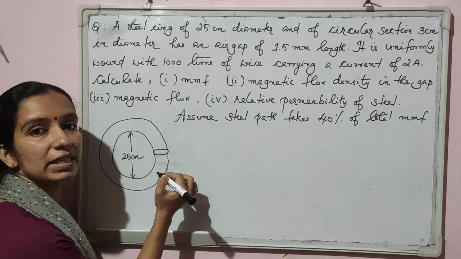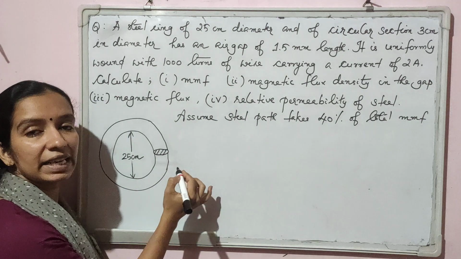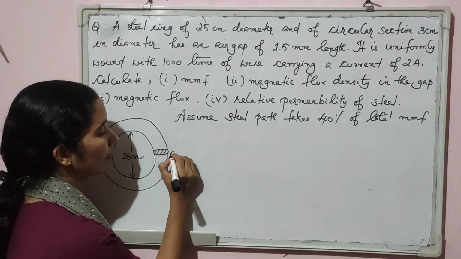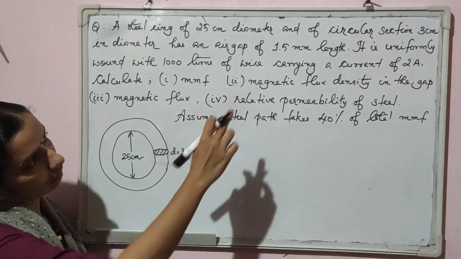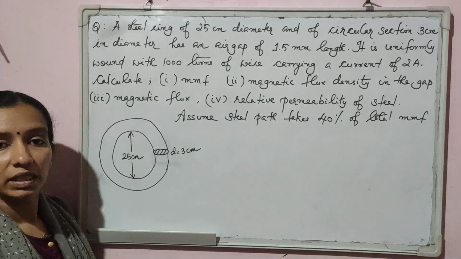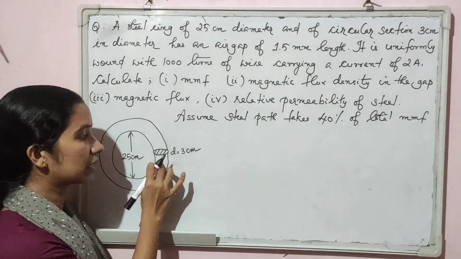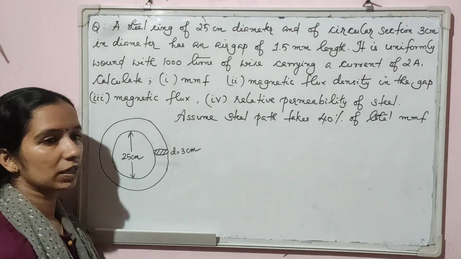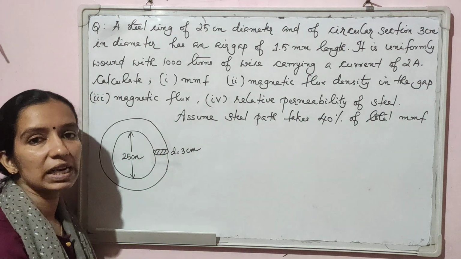If we take the circular cross sectional area, that area is having a diameter of 3 centimeter. Circular cross section 3 centimeter in diameter. The circular cross section of this ring is having a diameter of 3 centimeter. So this will help us to calculate the circular cross sectional area.